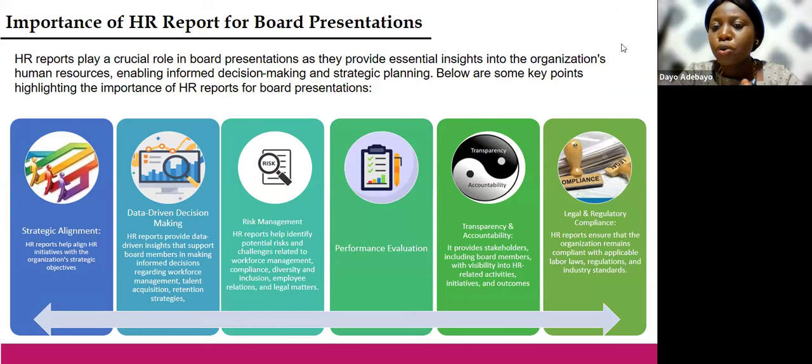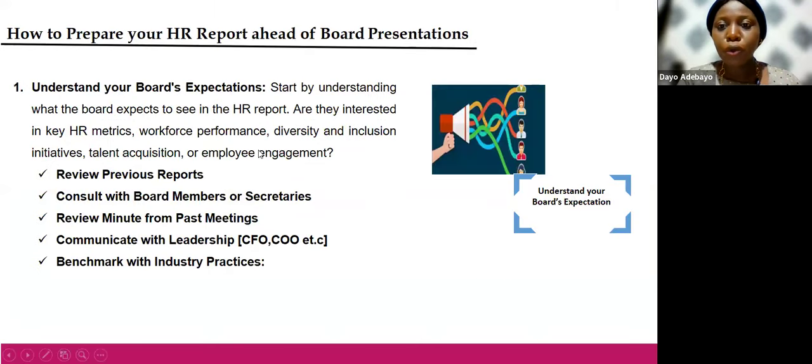That's also very key. Transparency and accountability: it provides stakeholders, including board members, with visibility into HR-related activities, initiatives, and outcomes. Legal and regulatory compliance: HR ensures the organization remains compliant with applicable labor laws, regulations, and industry standards. Like I said, the recruitment policy, how often is it updated? Is it in compliance or in alignment with the labor laws and regulations? Things like this are what they want to see in the HR report.